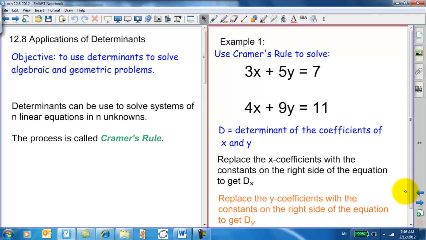Now, a few terms we have to define first. Here's an example of a system of two linear equations in two unknowns. We have the old techniques to solve this, but this new one is kind of interesting because it's expanded to any number of equations and the same number of unknowns. D is the determinant of the coefficients on x and y, so this can be 3, 5, 4, 9. And Dx and Dy are done by replacing those coefficients with the constant terms you have over here.